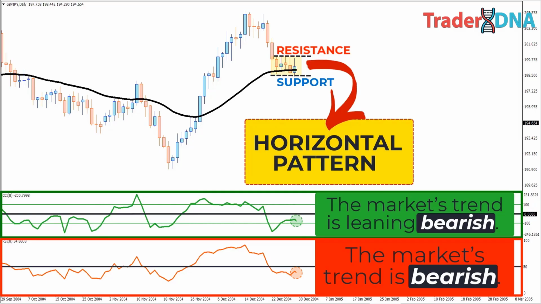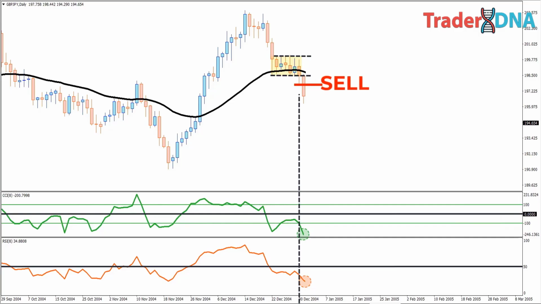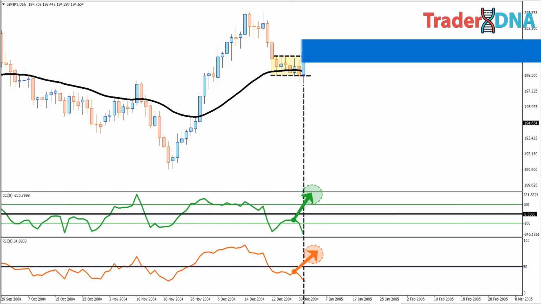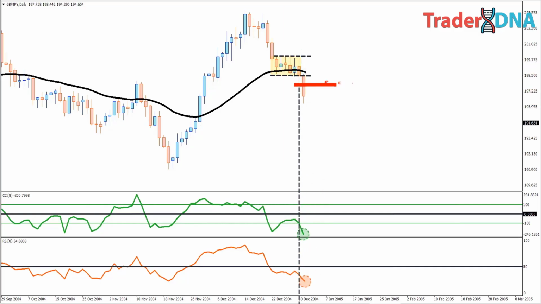In this scenario, our primary task is to patiently wait for the CCI line to drop below the -100 level. If that happens, we immediately open a sell position and set the stop loss just above the nearest swing high. On the other hand, if the CCI line moves above the 100 level, accompanied by the RSI line crossing above the 50 level, we can also consider opening a buy position, placing the stop loss just below the nearest swing low. However, based on current market conditions, the most likely outcome is that the CCI line will move downward below the -100 level, and indeed that's exactly what happens.